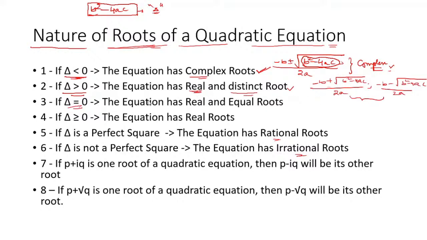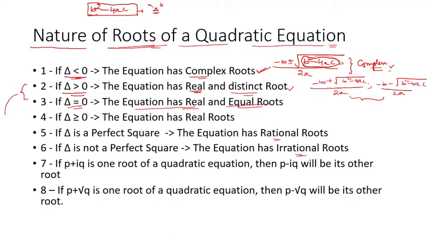If delta is equal to 0, then this whole root term would be 0, and minus b by 2a will be the only root. So in that case we say equal roots. If delta is equal to 0, the equation will have real and equal roots.